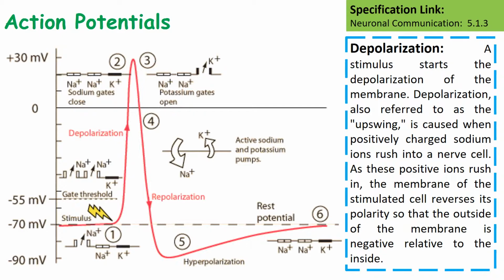Depolarization starts when the membrane becomes depolarized by the movement of sodium ions. Depolarization, also referred to as the upswing, is caused when positive sodium ions rush into the nerve cell through sodium protein channels. As these positive ions rush in, the membrane of the stimulated cell reverses its polarity, so the outside of the membrane becomes negative relative to the inside.